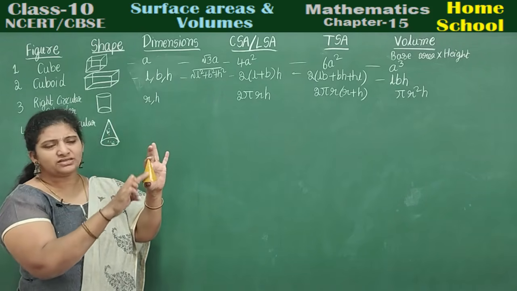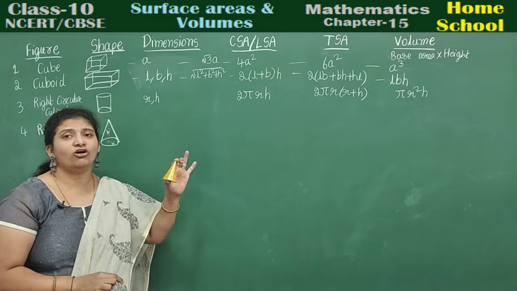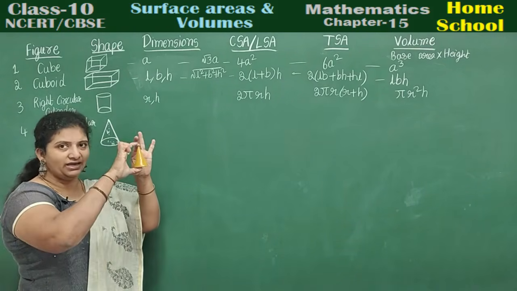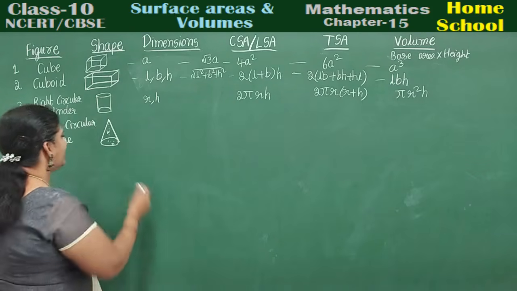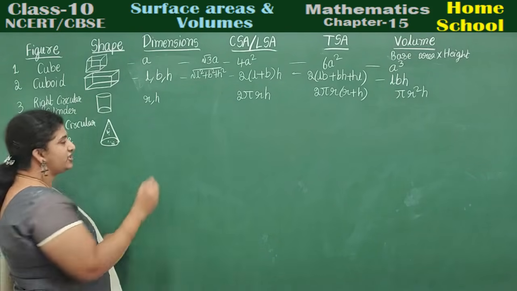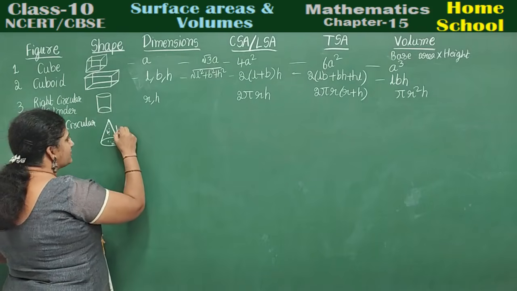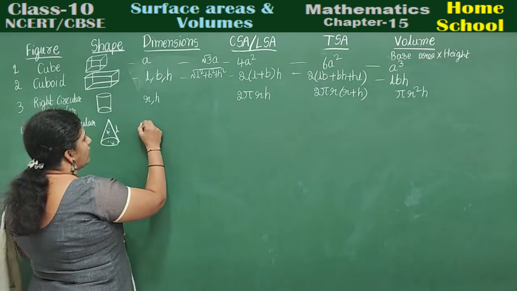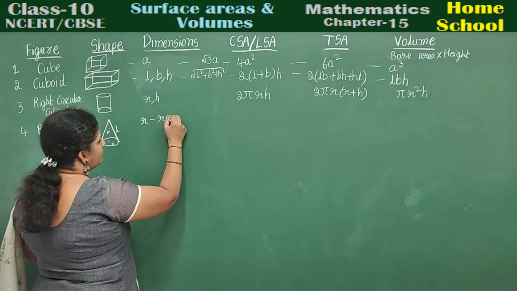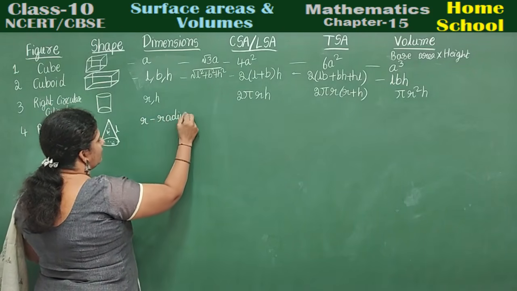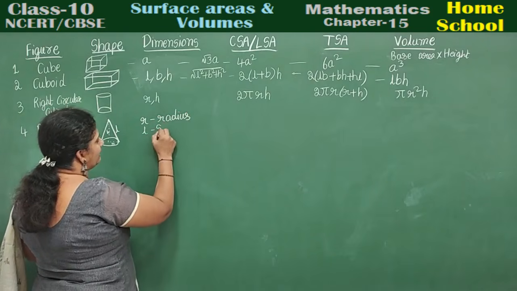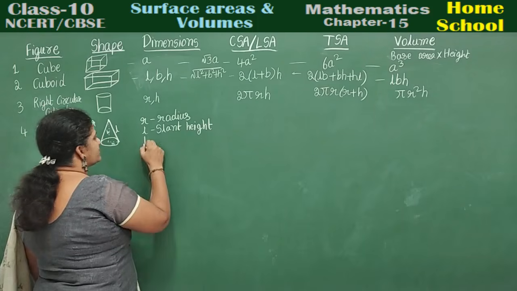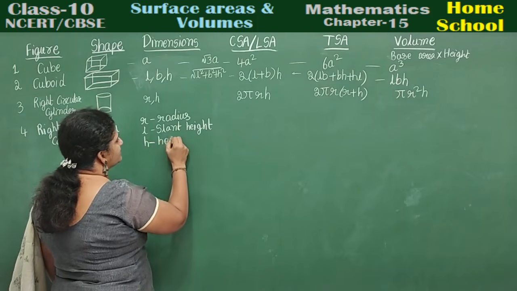Then what about the slanting part? We call this the slant height. Radius, height, slant height. Height is represented by small h and slant height is represented by small l. What are the dimensions we use here? R indicates radius. L indicates slant height. And one more, what is another dimension we are using here? H indicates height.